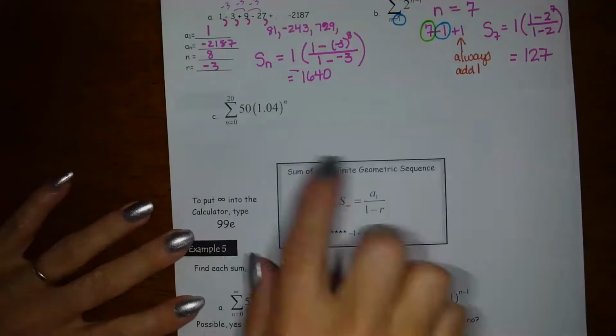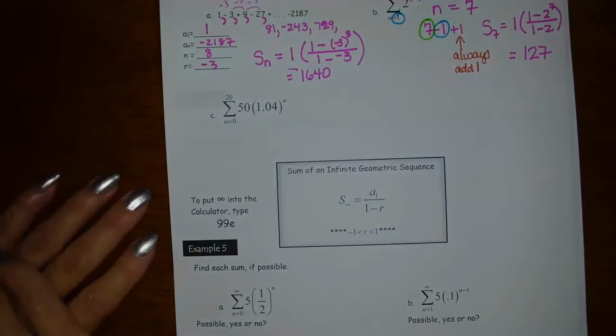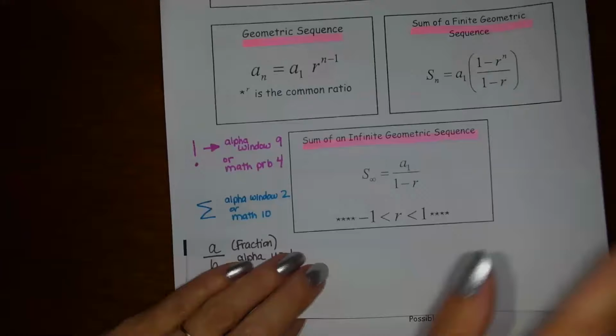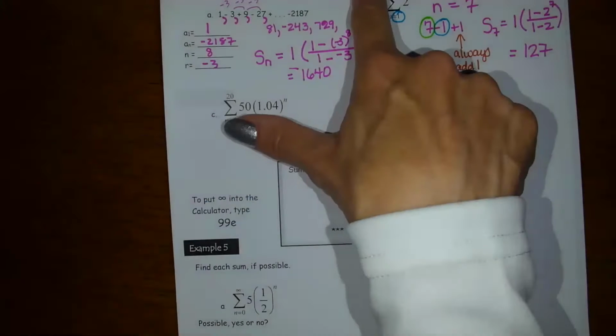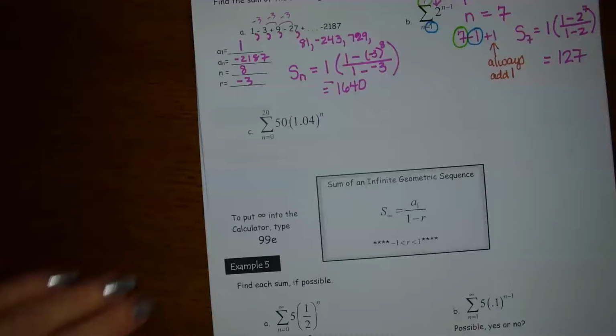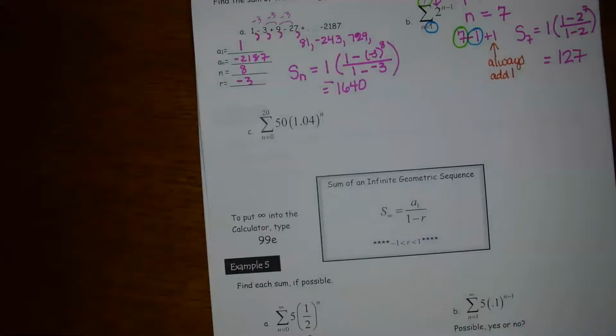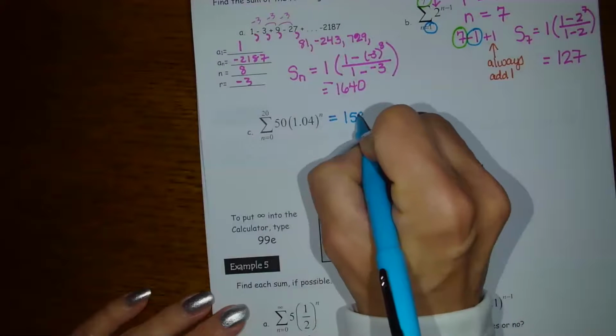Okay, so now I'm going to have you try this one, whichever way you like it, either by alpha window 2 calling up your summation or by using this formula. You're really good either way, right? So go in, put that in and tell me what the answer is. I'll tell you what I got.